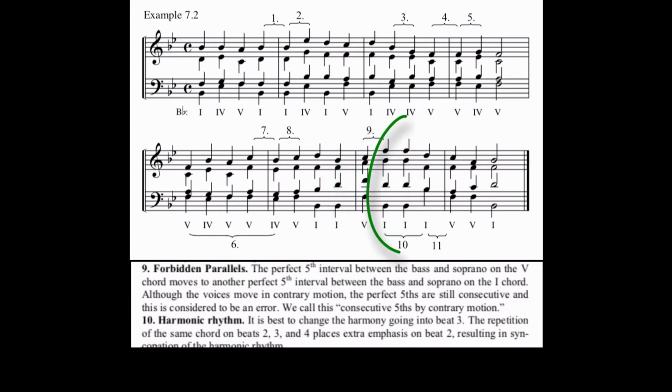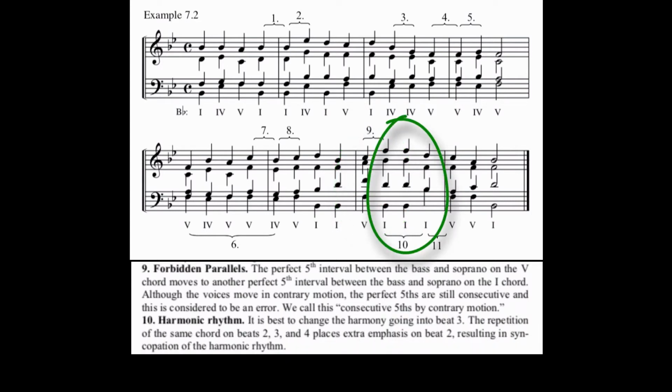10. Harmonic rhythm. It really is best to change the harmony going into beat 3. And this repetition of the same chord on beats 2, 3, and 4 places extra emphasis on beat 2, resulting in what I call a syncopation of the harmonic rhythm again.